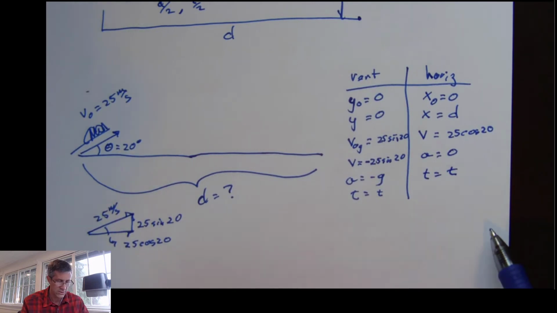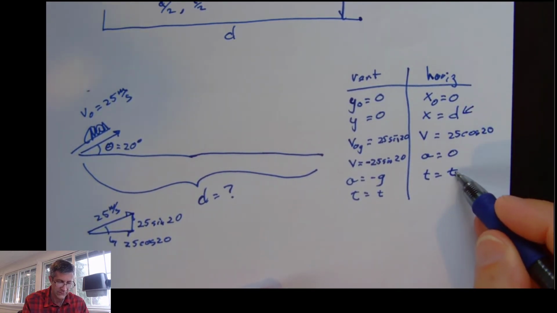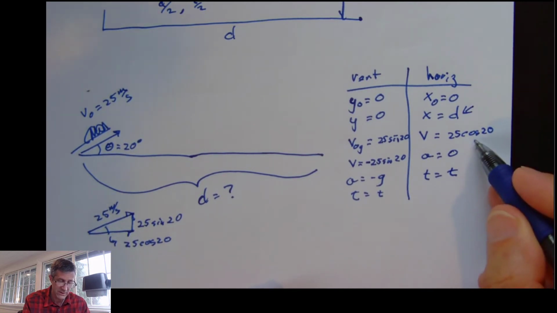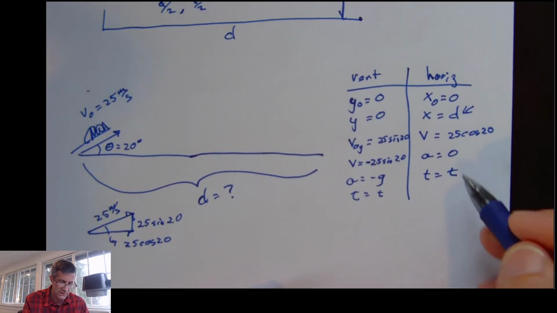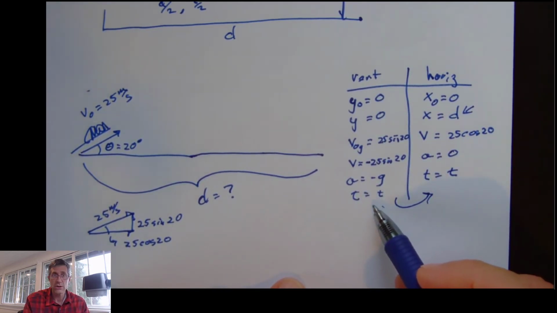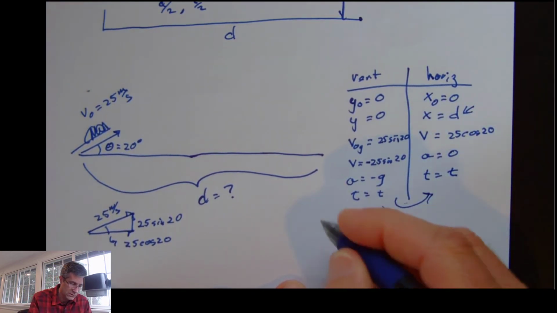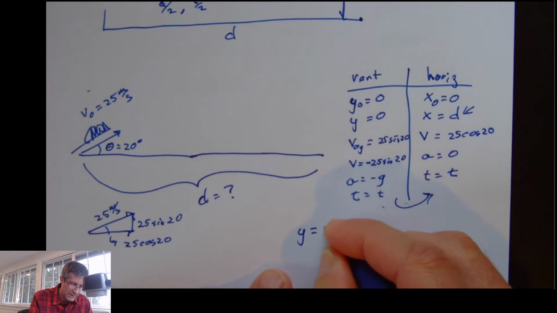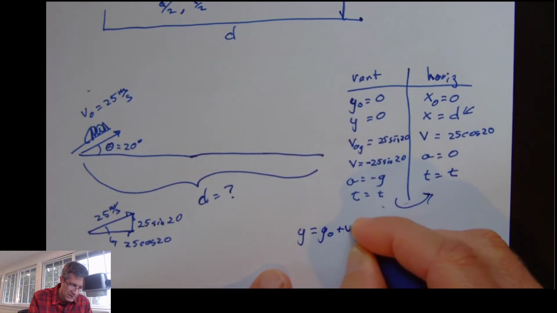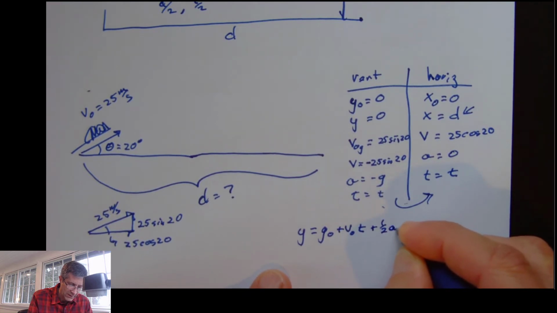Let me think about this, right? So I want to get to d, but I don't know t, so if I know what time is, then I can figure out what d is. So time is my connector here, so I'm going to figure out time from this information. What should I use? Well, I could use any equation really. So let's use this one. So y is going to be y naught plus v naught t plus 1/2 a t squared.